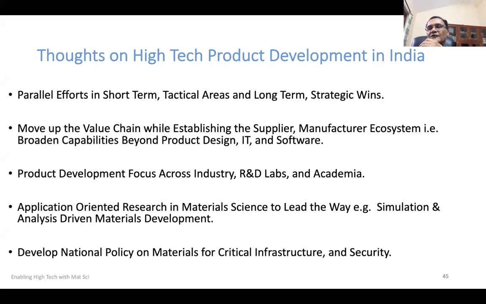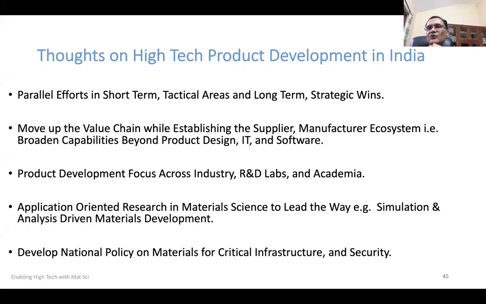How can we have this three-way collaboration? And then how can we be tactical as well as thinking long-term strategic wins? So this was my kind of concluding thoughts on what it will take to have high-tech product developments and what role material science will play in that.